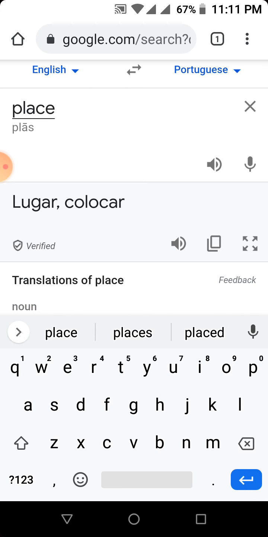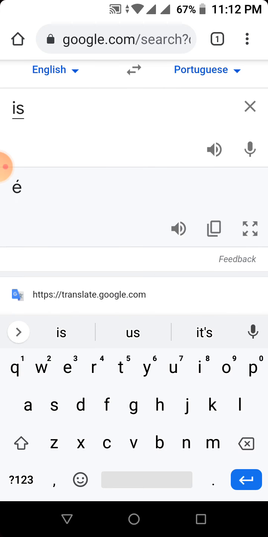Okay, so "place" has two translations, which are "lugar" and "colocar." So you can use "lugar" or "colocar." Either of them will work because they are synonyms. Alright, so I have the next one, which is "é." So we already have "sua" or "seu," depending on the person we are referring to, "lugar" or "colocar." One of those two will work, depending on your preference still.